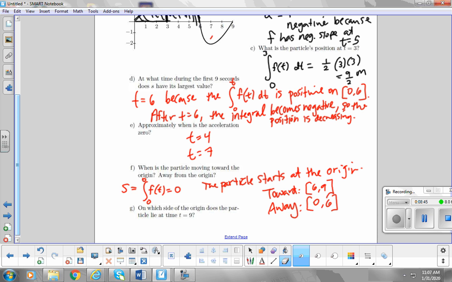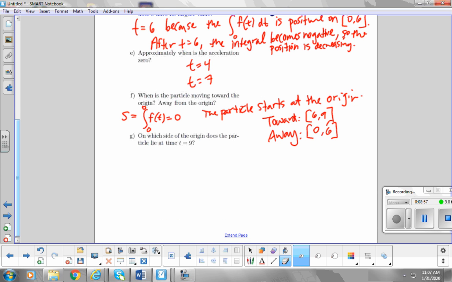On which side of the origin does the particle lie at time 9? On which side of the origin? Like above or below? It's a particle that is moving along the coordinate axis, s of t meters. Okay, so let's say here's the origin. At time 0 you start here. We said for 6 seconds you do that, and then from 6 to 9 you turn around and start going the other way. The question is, do you go past the origin?